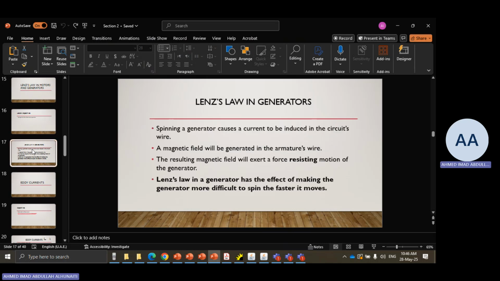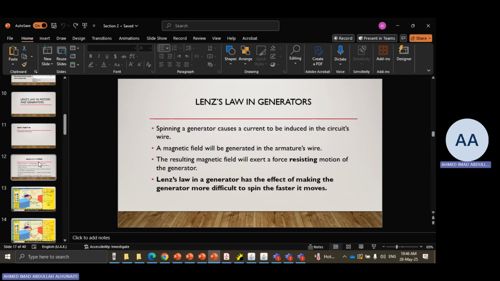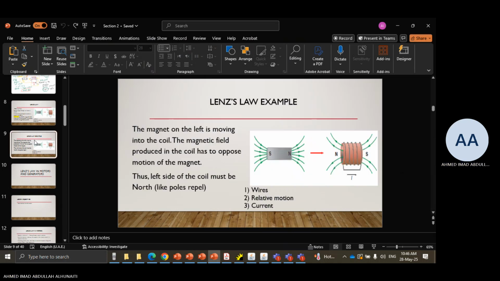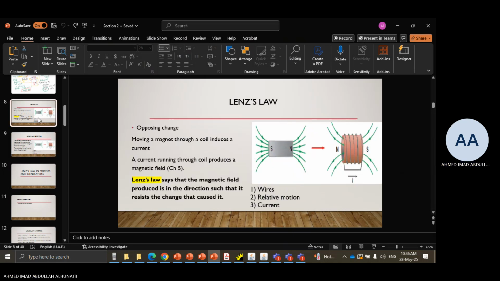Yeah, so we have Lenz's law in motors and generators. Let's just quickly read through this. Lenz's law, of course, is always opposing motion. Lenz's law says that the magnetic field produced is in the direction such that it resists the change that causes it. So it's always trying to oppose whatever caused the magnetic field to exist.